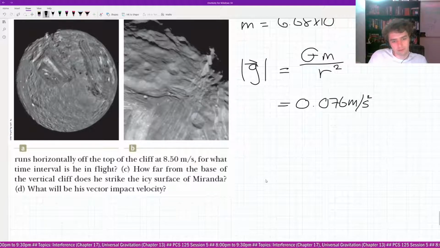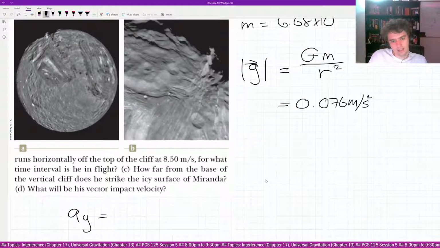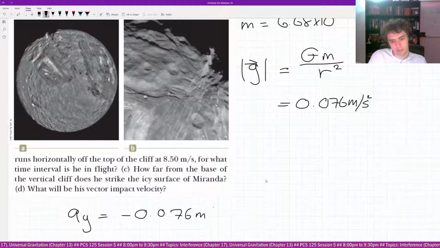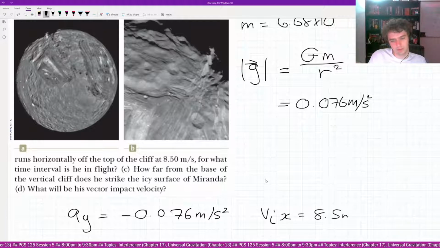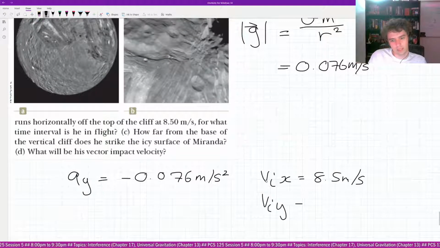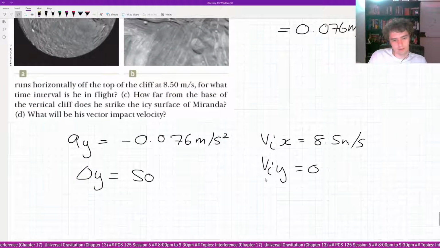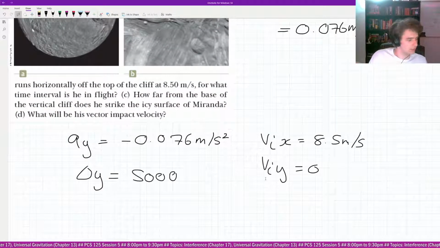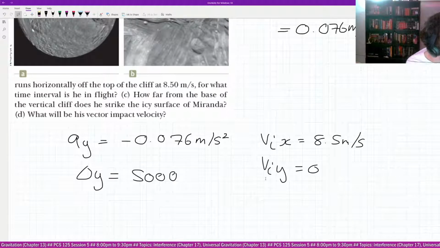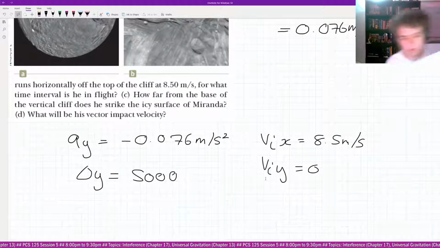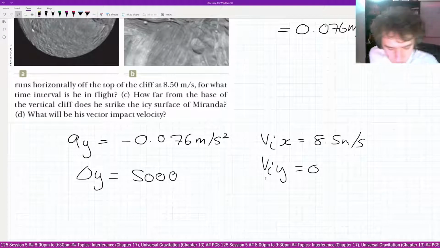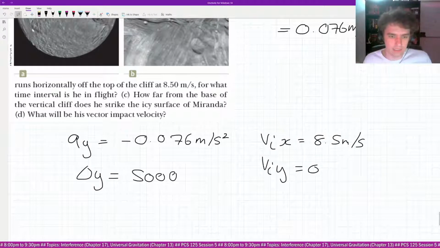So okay, a_y is negative 0.076 meters per second squared. v_ix is 8.5 meters per second. v_iy is 0. Delta y is 5 kilometers, so 5,000 meters. Now I just need the kinematics equations, which are here somewhere. And so we're looking for delta t, right?